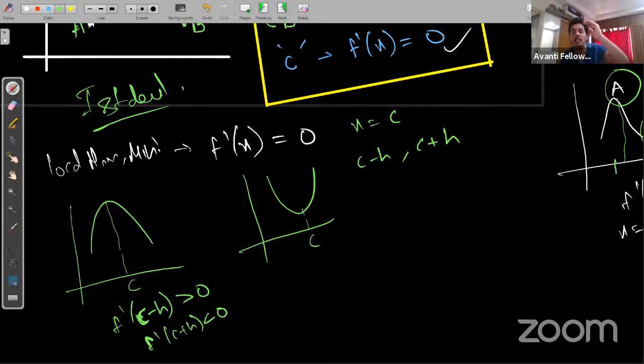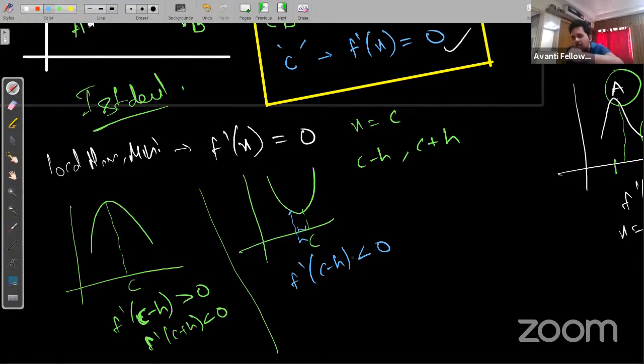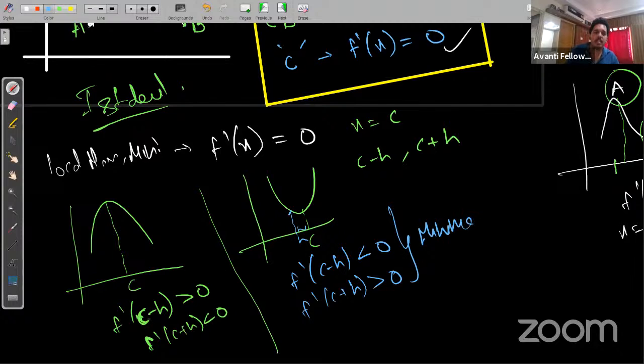Like it is increasing, so you get f dash of x greater than 0 and then less than 0. Then you have to say it is maximum. Understanding what I'm saying or not? So if you do f dash of C minus H, taking H nearer to C on the left side, it has to be less than 0 because the curve is decreasing for minima, and f dash of C plus H is greater than 0. This is the condition for minima and the other is the condition for maxima. I will give you an example also, don't worry. Did you understand my intention?